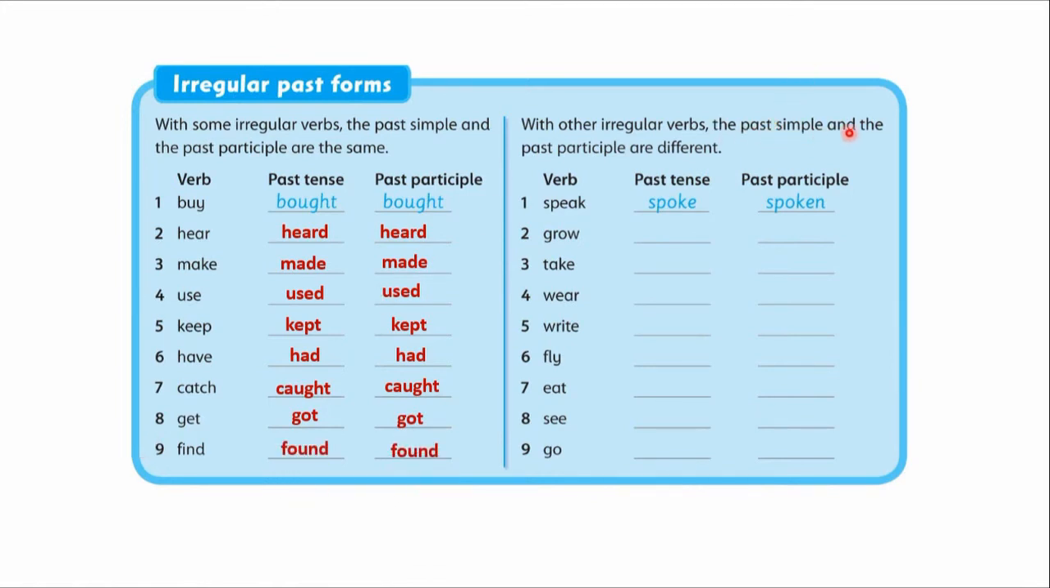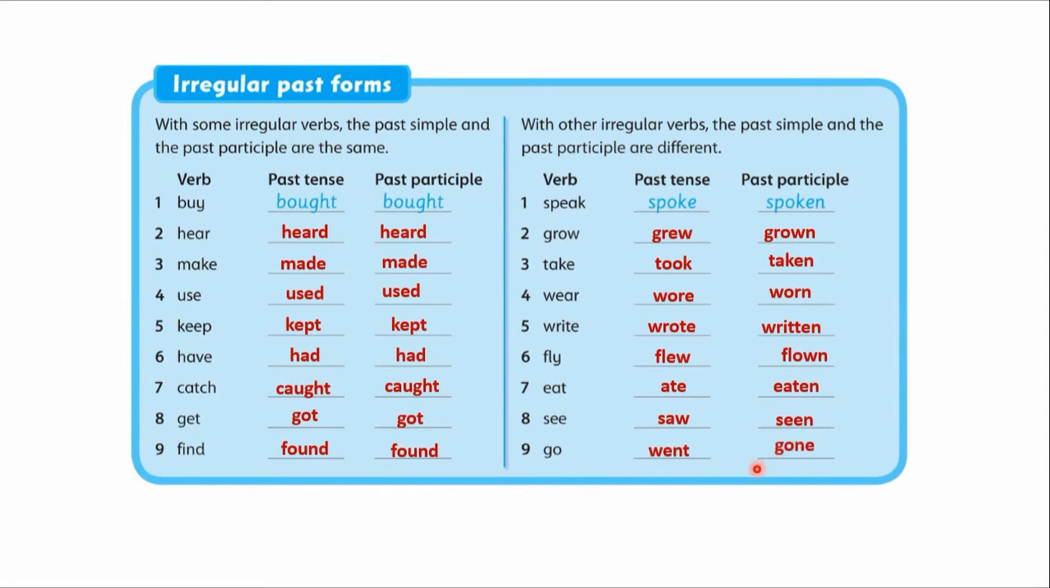With other irregular verbs, the past simple and the past participle are different, just like speak, spoke, spoken. Let's do number two. Grow, grew, grown. Take, took, taken. Wear, wore, worn. Write, wrote, written. Fly, flew, flown. Eat, ate, eaten. See, saw, seen. Go, went, gone.